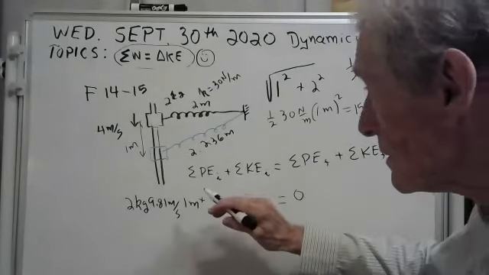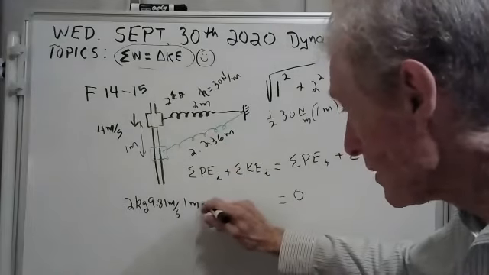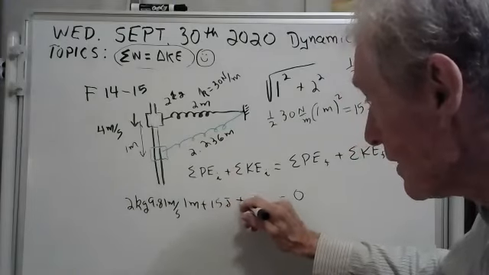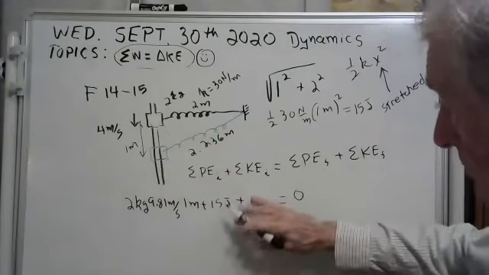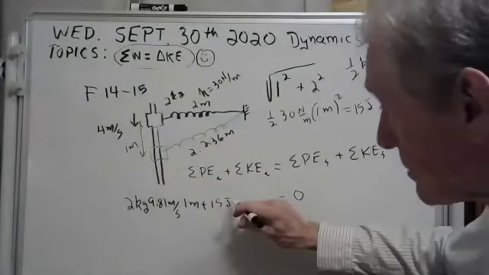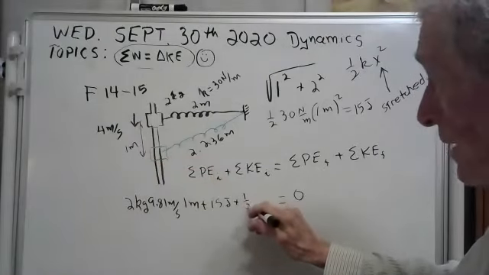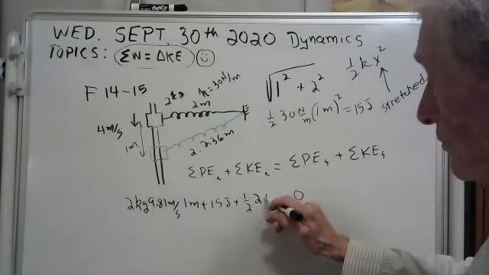So now that's to start with. That has to go here. Plus 15 joules. Now the kinetic energy is 0. Didn't it start from, no, it didn't start from rest. It's going 4 meters a second. So it's 1/2 the mass times 4 squared.